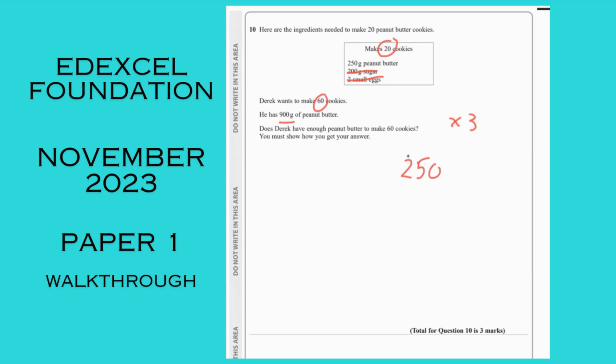So 250 grams is required for 20. 3 lots of that is required for 60. Does Derek have enough peanut butter? Yes, he does. If you want to be an extra bit watertight, say that he's actually got 150 spare, but there's no need for that.